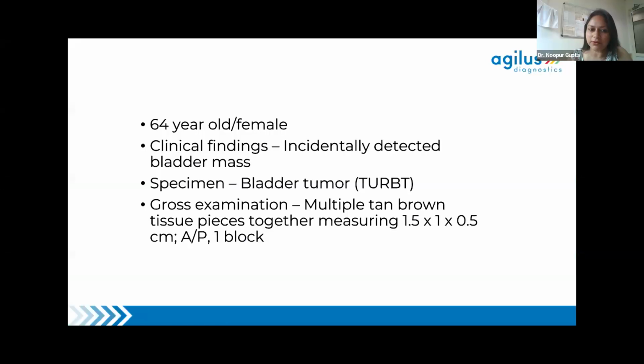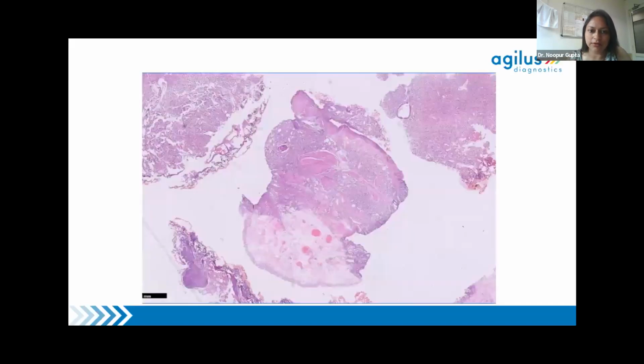So, this was a case of a 64-year-old lady, and it was an incidentally detected bladder mass. The lady had actually gone to a gynecologist for a uterine prolapse, and she was posted for a hysterectomy. During the workup, this bladder mass was detected, and she was referred to the urologist. The TURBT was done. On the surgical procedure, the urologist felt that it would either be a TCC or a fibroid or a leiomyoma. What we received were multiple tan brown tissue pieces, which together measured 1.5 centimeters, and the entire tissue was processed in a single block.